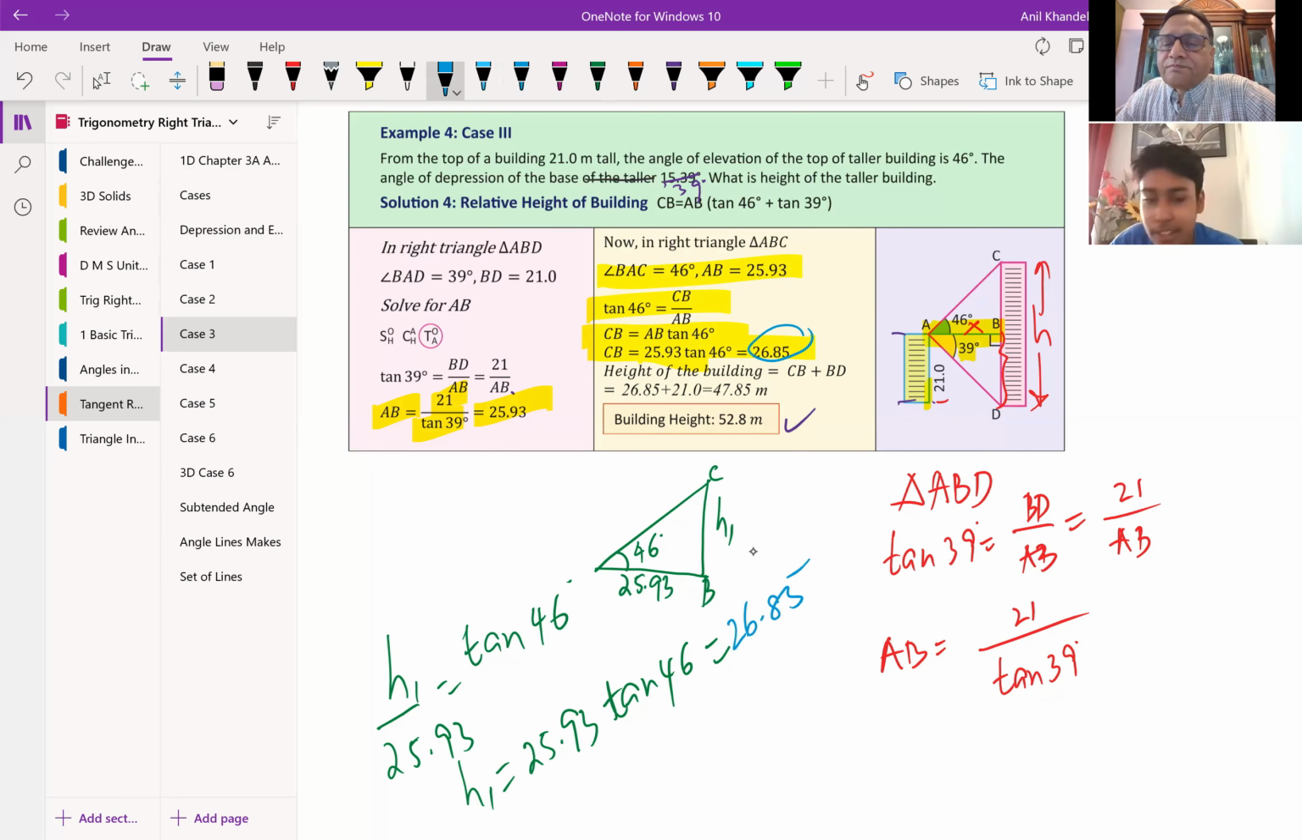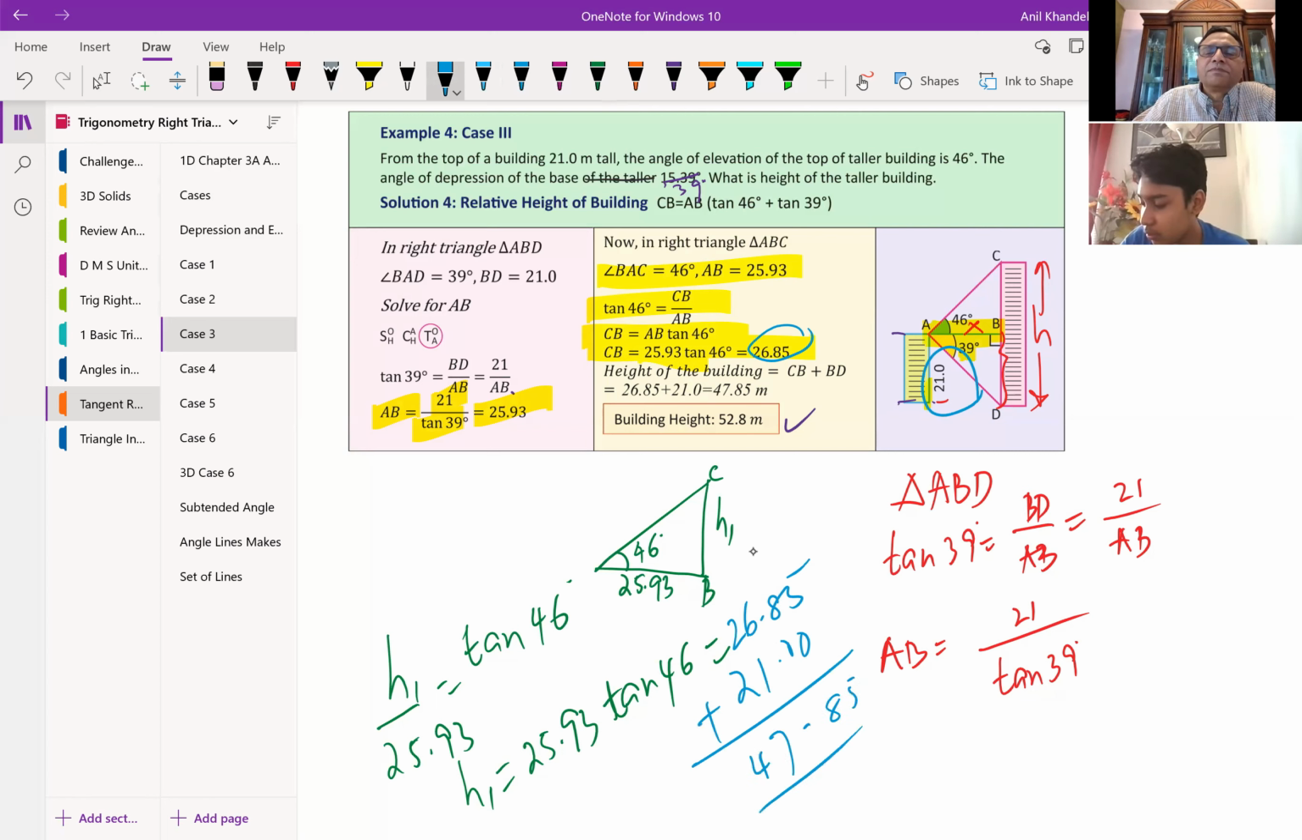Correct? Yes, sir. If you add that to 21, you get your answer. Is that correct? Okay, sir. This is a wrong calculation. 47.85 is the correct answer. Is that clear to you? Yes, sir. 47.85 meters. Now you understand how we can find the height of the other building knowing the height of one building, correct? Very important question from a test point of view.